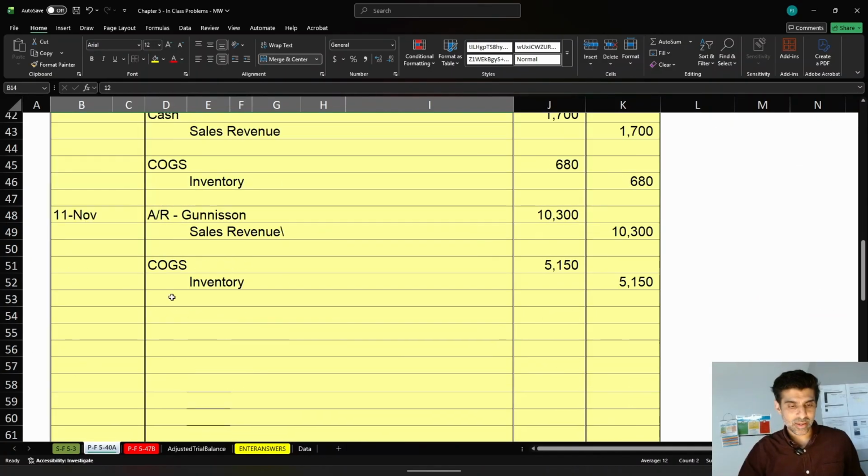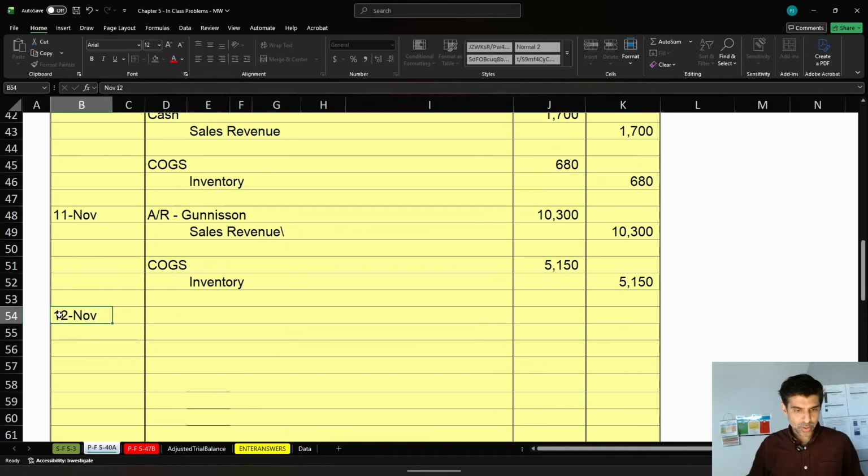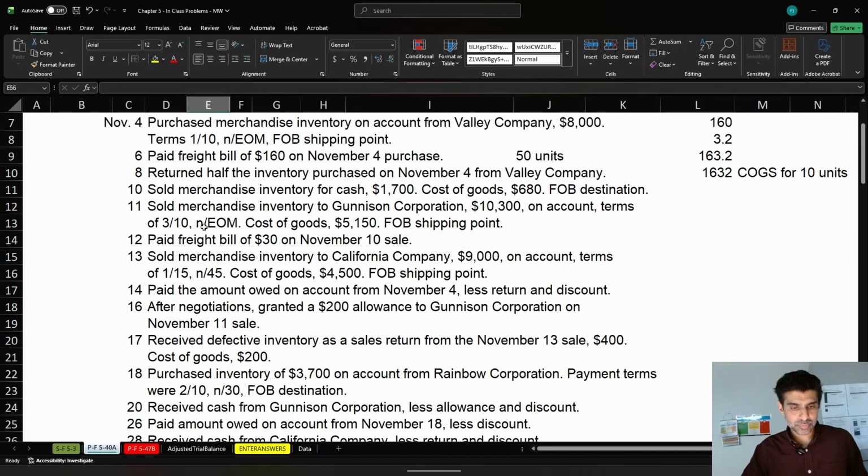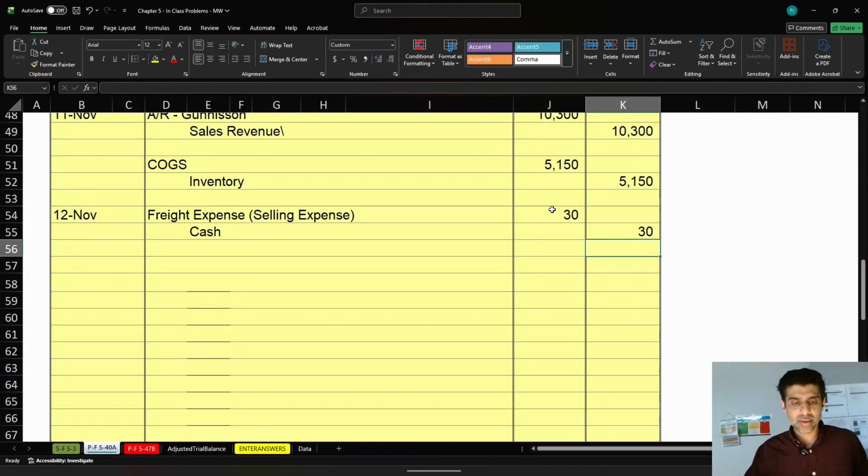So this is going to be November 12th. You can call it freight expense. This is like a selling expense. It's like a cost of doing business to generate the sale. Just like if you had a salesperson, you pay them a commission. It's like a similar thing. And I think it said we're paying with cash. Okay, everyone good with that? You're going to have another one where you're paying freight for a purchase transaction. So again, that's going to be treated differently than this.